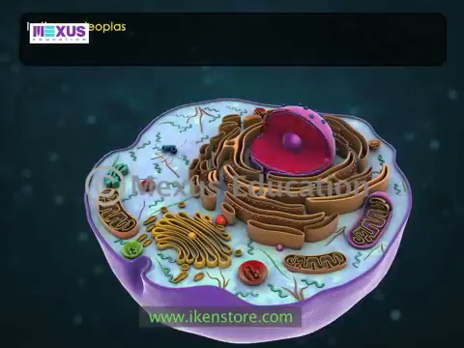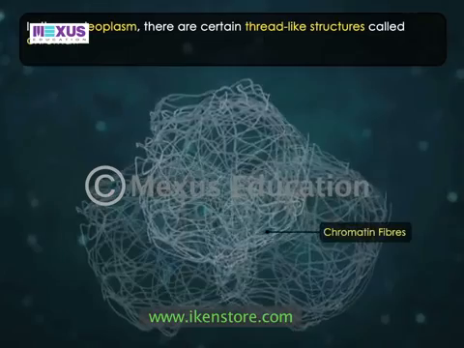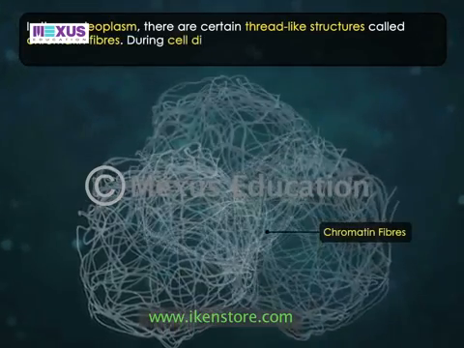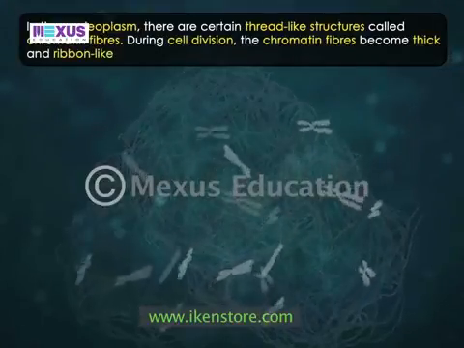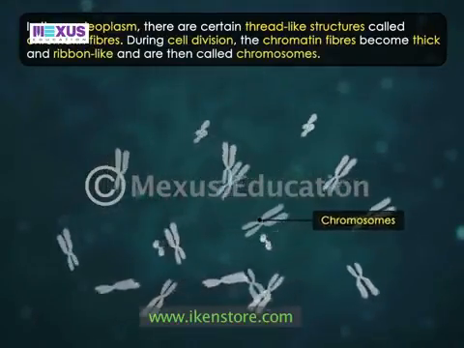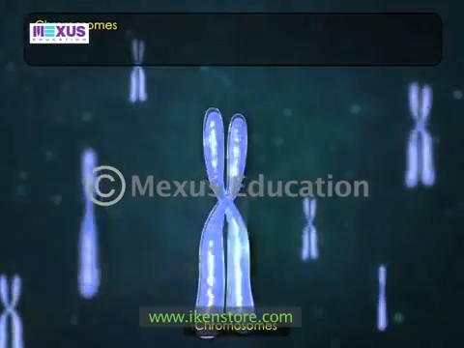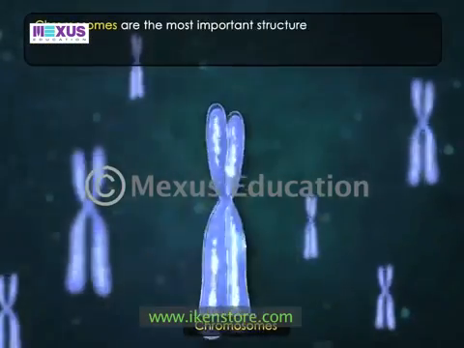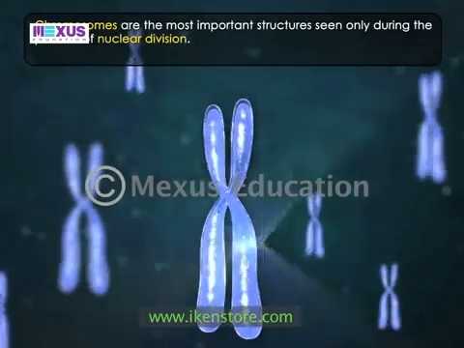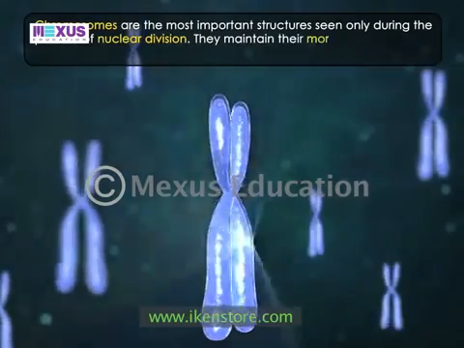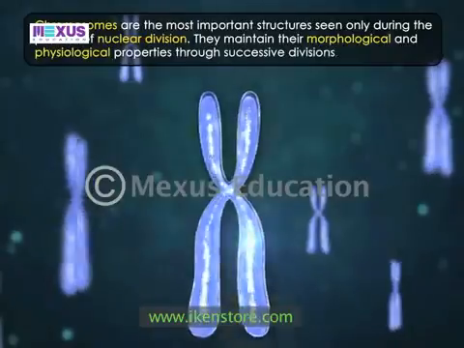In the nucleoplasm, there are certain thread-like structures called chromatin fibers. During cell division, the chromatin fibers become thick and ribbon-like and are then called chromosomes. Chromosomes are the most important structures seen only during the process of nuclear division. They maintain their morphological and physiological properties through successive divisions.